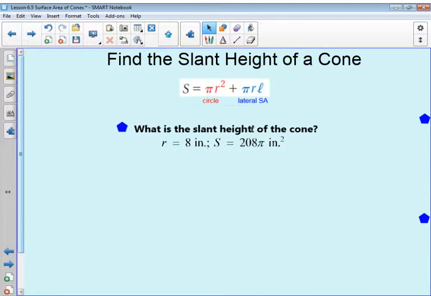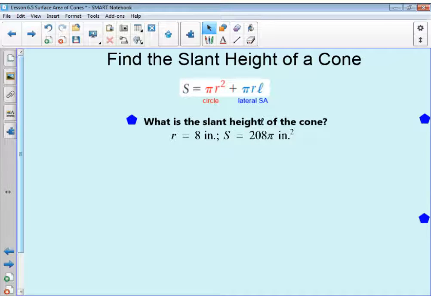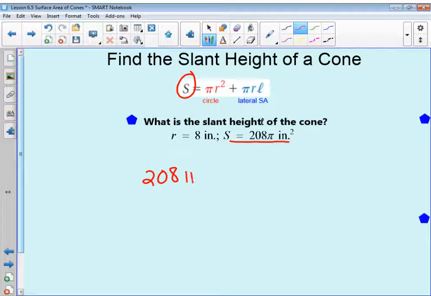Okay, so let's try another one. Plug in the information we know. S, do we know S? Yep, it's right here. So I'm going to write 208 pi. Okay, so I'm done with that part. Equals pi, we still know, okay? And our radius is 8, so this becomes an 8 right here.